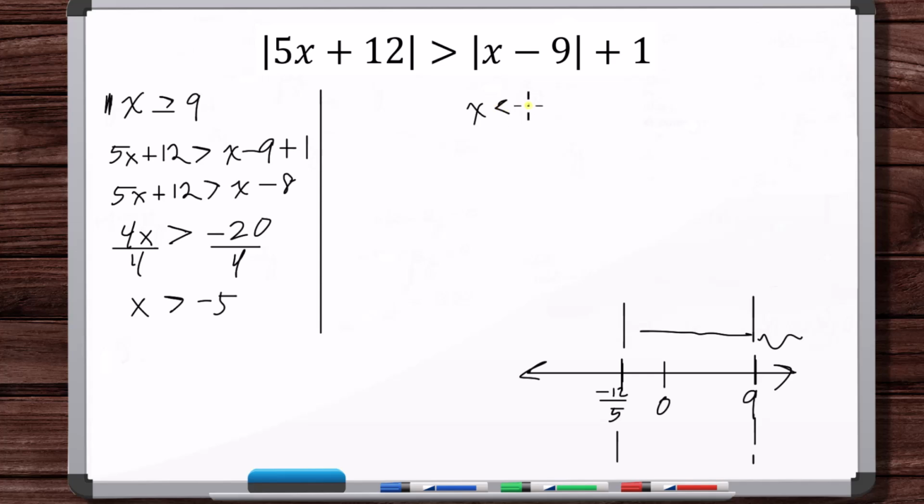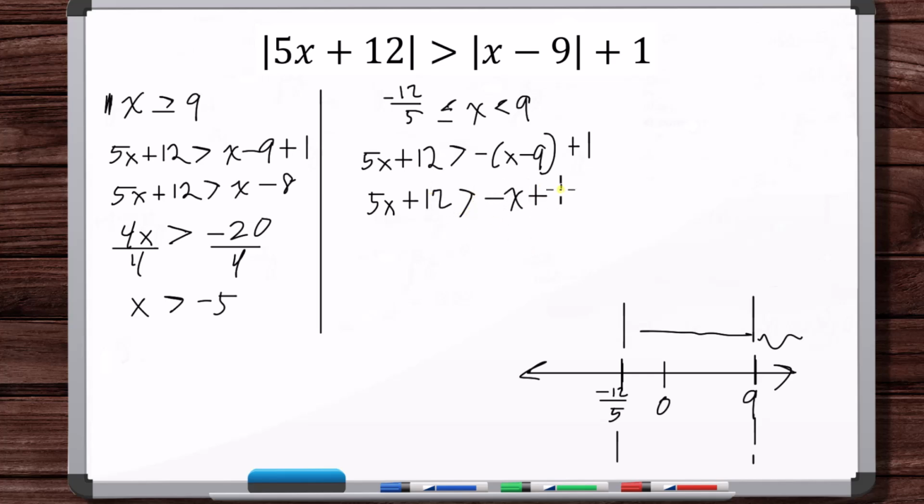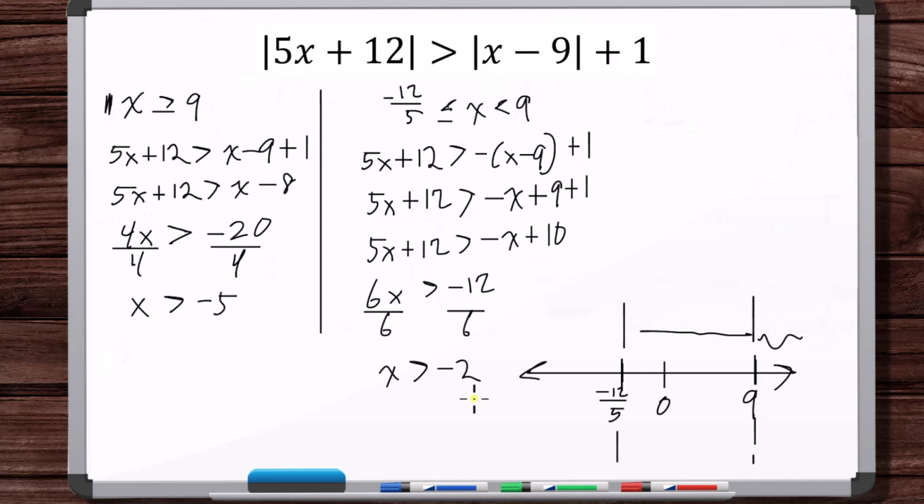So x is less than 9 and greater than or equal to minus 12/5. So this is going to be negative, and this is going to be positive or 0. So we've got 5x plus 12 is greater than minus x minus 9 plus 1. So 5x plus 12 is greater than minus x plus 9 plus 1. 5x plus 12 is greater than minus x plus 10. Add x to both sides. Subtract 12 from both sides. Divide both sides by 6. x is greater than minus 2.